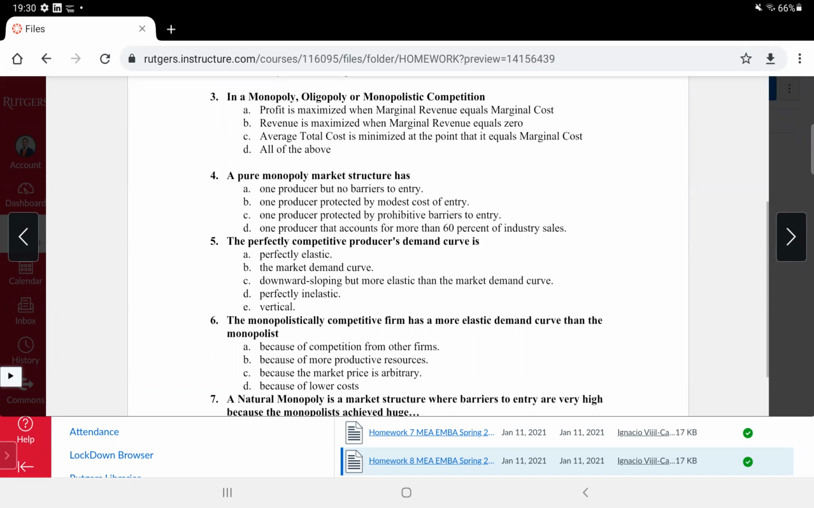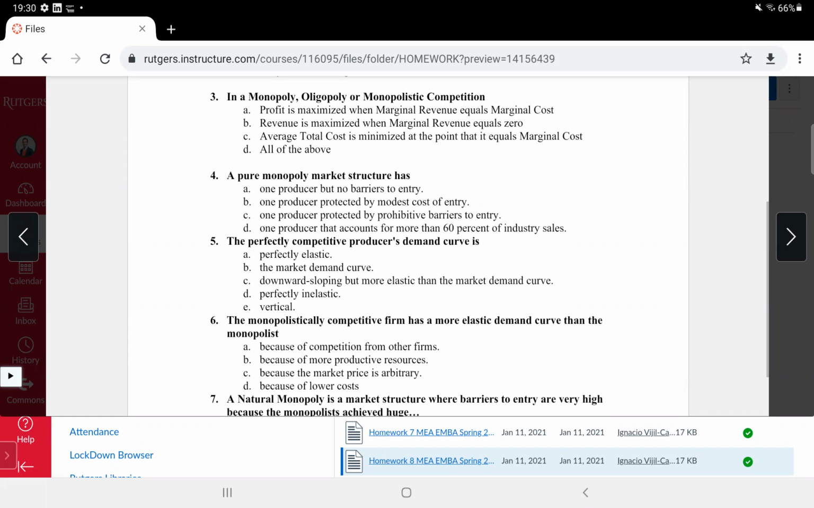Number 4, a pure monopoly market structure. So here we're talking about, in our chart, all the way to the left. All the way to the left is our pure monopoly market structure. Has one producer, we know that, but no barriers to entry. We know that in pure monopoly there are very, very high barriers to entry, right? Modest cost of entry, no prohibitive barriers to entry. Okay, that one sounds good. Let's look at D. One producer that accounts for more than 60% of industry sales. If that's the case, it wouldn't be a pure monopoly, right? Pure monopoly is 100% of the sales. So 4C, as in Charlie.